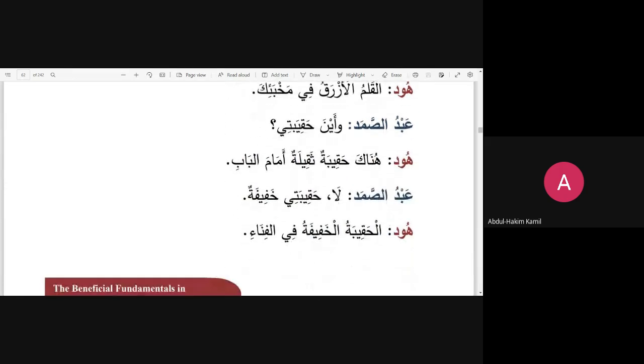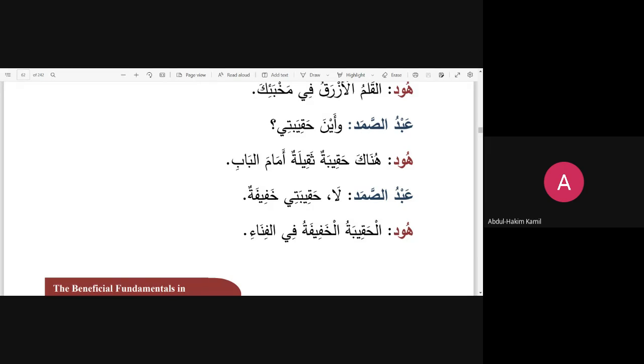All right. Aina haqibati? Brothers and sisters online. Ra'ayna haqibati. Can you drop the pen and it becomes pen in your pocket? Al-qalam fi makhba'ik. You could leave off blue. Blue is just a description. Okay.